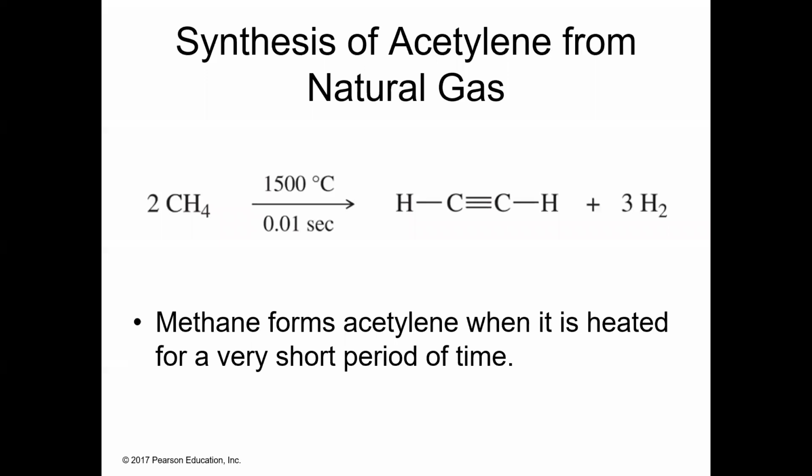Acetylene can also be produced from natural gas. If two molecules of methane are heated at 1500 degrees Celsius, we get dehydrogenation. 3 equivalents of hydrogen are released, and acetylene is the product. And this reaction takes place very quickly.